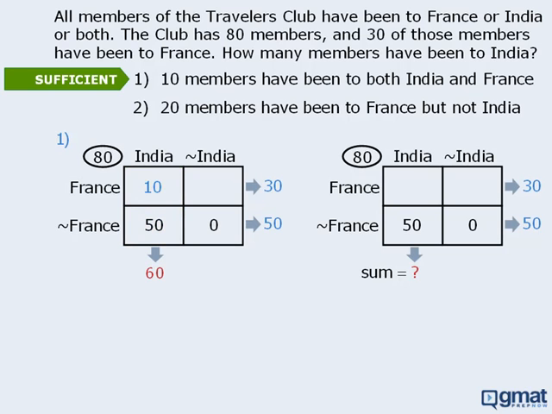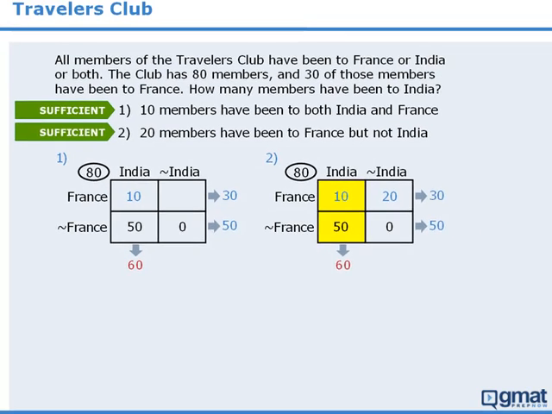Alright, now on to statement 2. Here we are told that 20 members have been to France, but not India. Well, this box is reserved for members who have been to France, but not India, so we can add 20 here. From here, we know that since these two boxes add to 30, then this box must contain 10 members. At this point, we can see that the sum of these two boxes must be 60, which means statement 2 is sufficient, and the answer here is D.